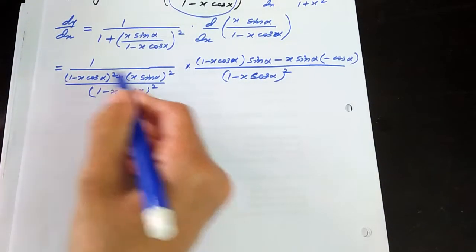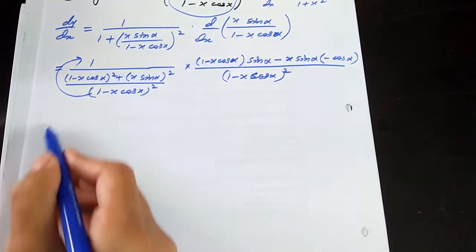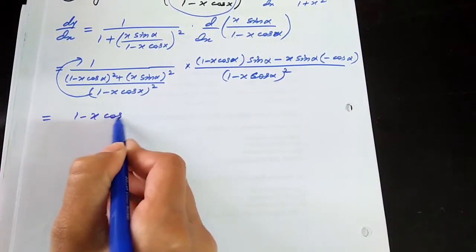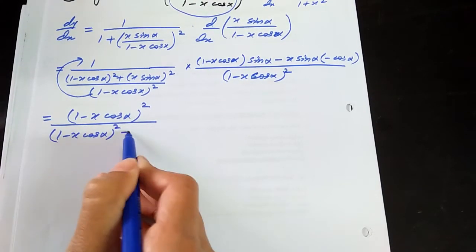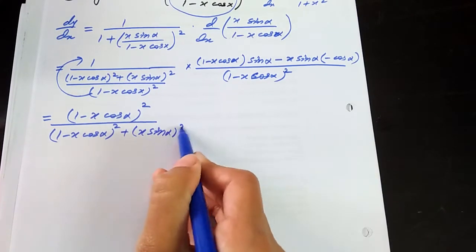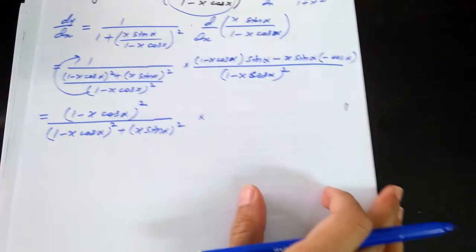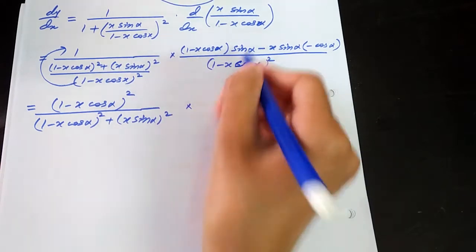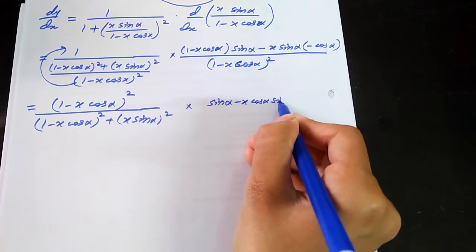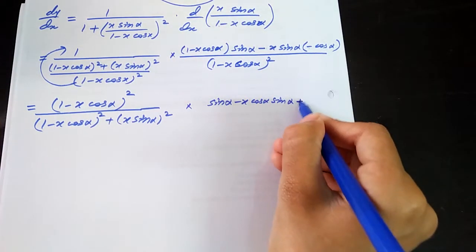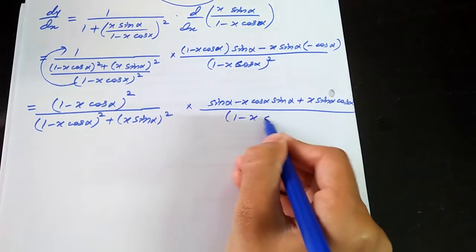Now we have a fraction 1 over this fraction, so the denominator can be moved up here. If we simplify it, we'll get (1 minus x cos of alpha) whole square divided by (1 minus x cos of alpha) whole square plus (x sine of alpha) whole square, multiplied by, now simplify these terms. If we simplify it, we'll get, open the terms, sine of alpha minus x cos of alpha sine of alpha, minus minus will give me plus x sine of alpha cos of alpha, divided by the same denominator as it is.